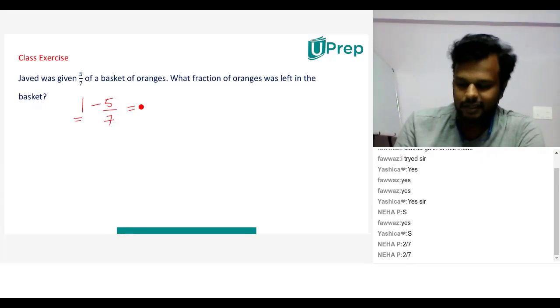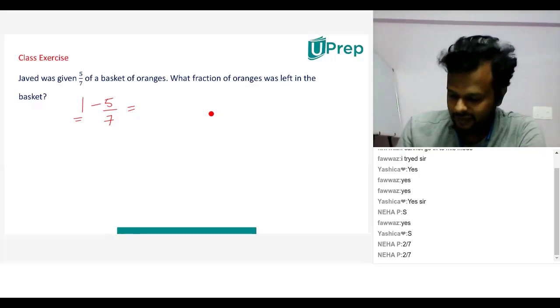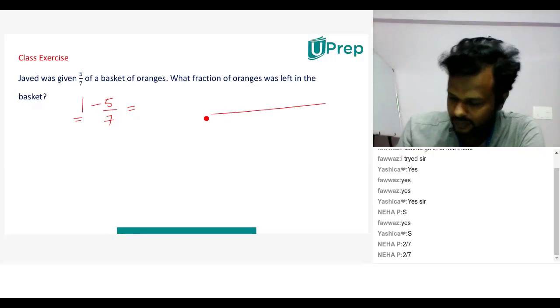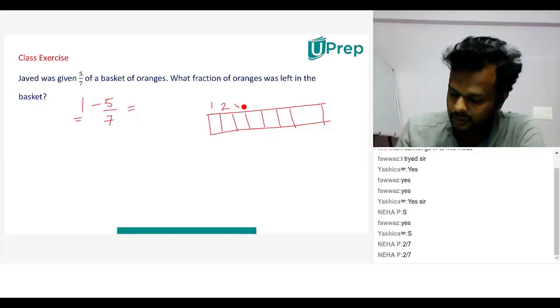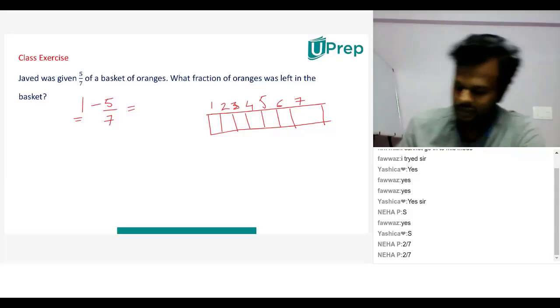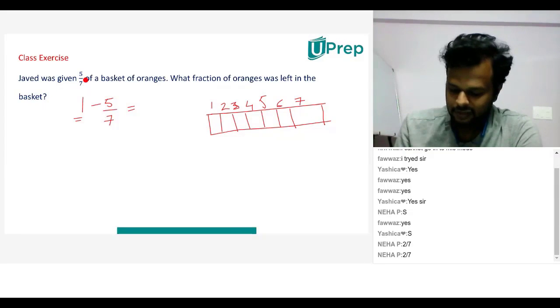It is something like, I'll just give you an example here. For suppose if I have something like a box here. So if I divide this box into 7 parts, so it is 1, 2, 3, 4, 5, 6, and 7 for suppose. Here it is supposed to be equal, but I'm just drawing it randomly. So what is here is Javed was given. So out of 7 parts, 5 parts were given.